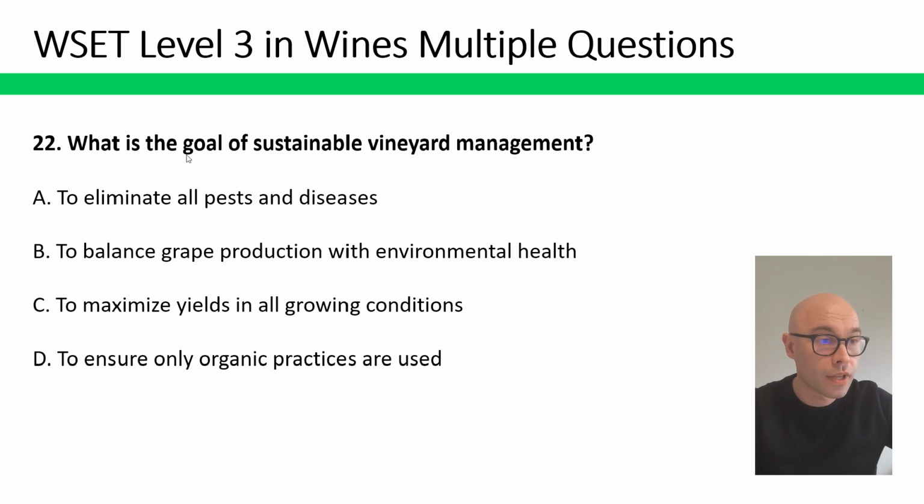What is the goal of sustainable vineyard management? To eliminate all pests and diseases, to balance grape production with environmental health, to maximize yields in all growing conditions, to ensure all organic practices are used. The correct answer is B, to balance grape production with environmental health. So balance.